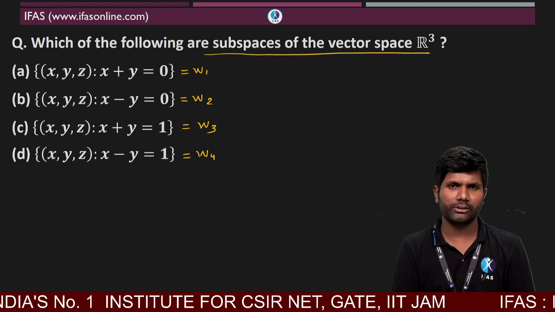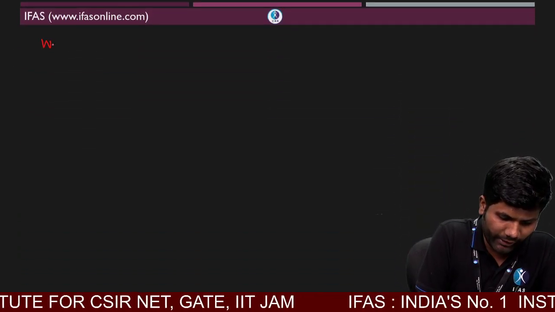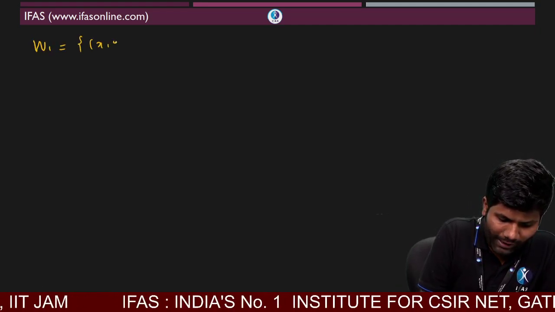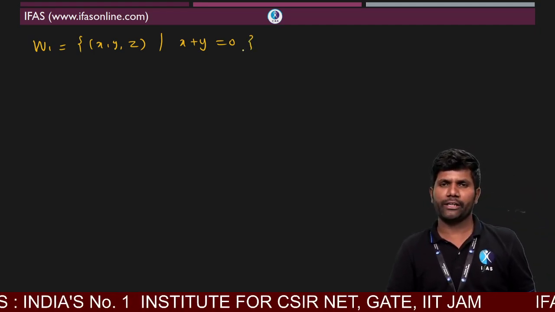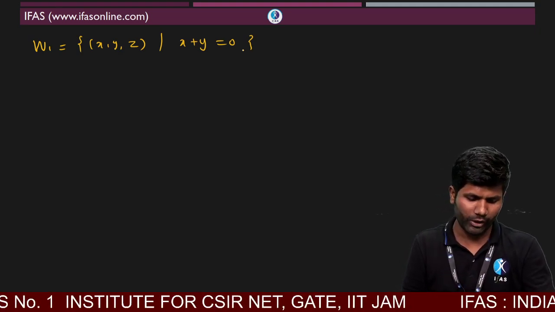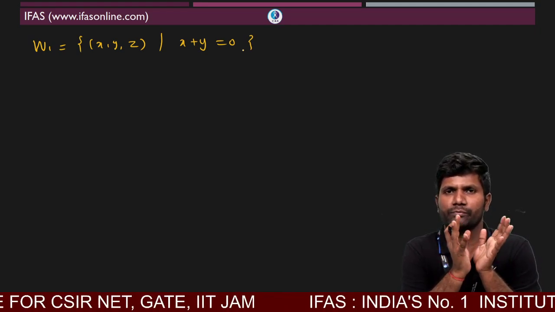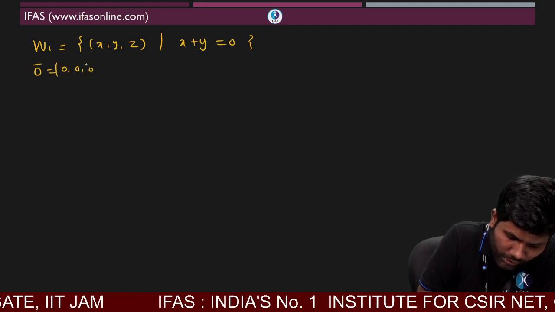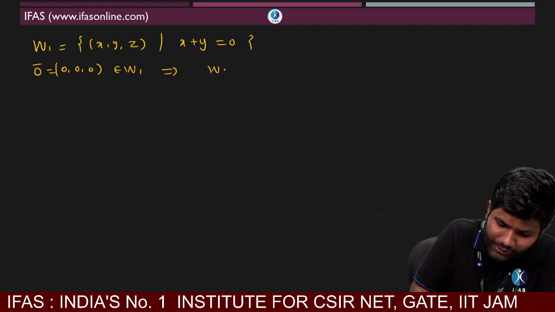Option A is given: W1 is equal to (x, y, z) such that x plus y is equal to 0. So this is W1, and we want to check whether W1 is a subspace of V or not. First of all, check whether W1 is non-empty, because the first condition for checking a subspace is to check whether the given set is non-empty or not. If we check the zero vector, that is (0, 0, 0), it belongs to W1 because it satisfies the condition for W1. So it belongs to W1, and this implies that W1 is non-empty.